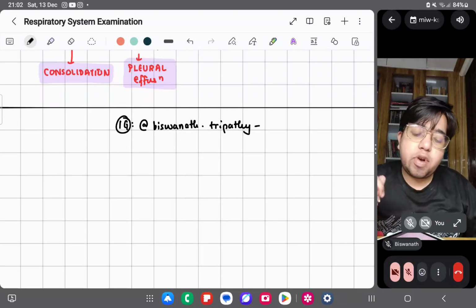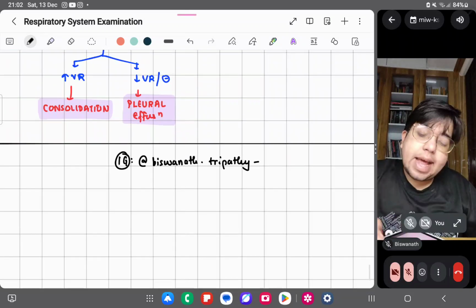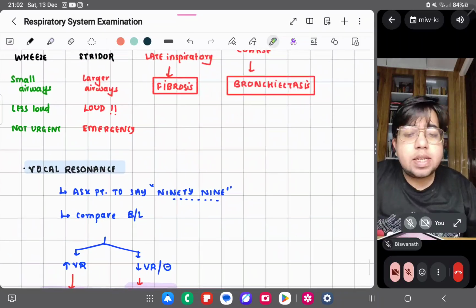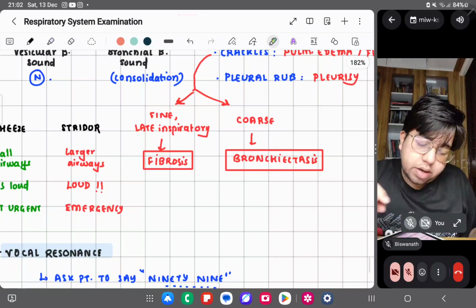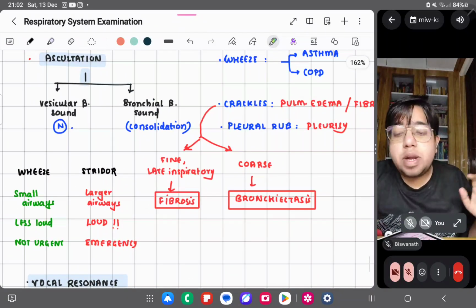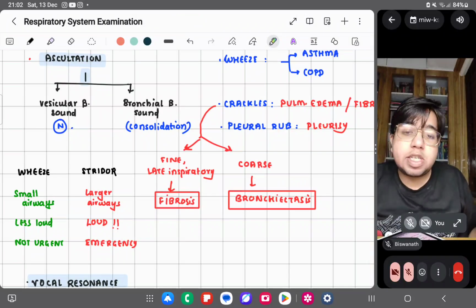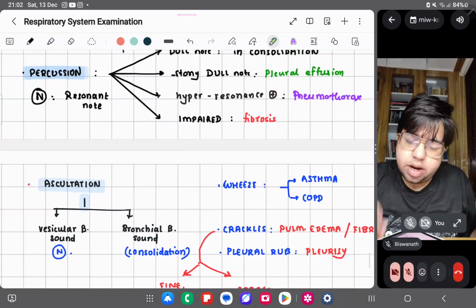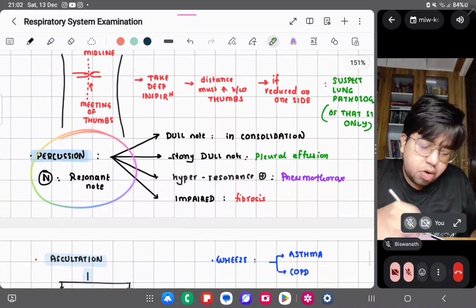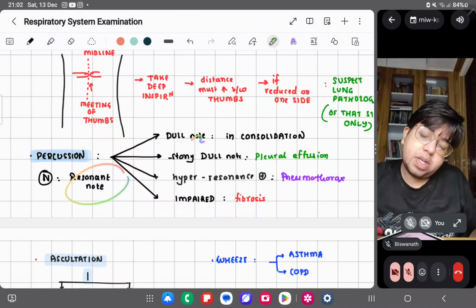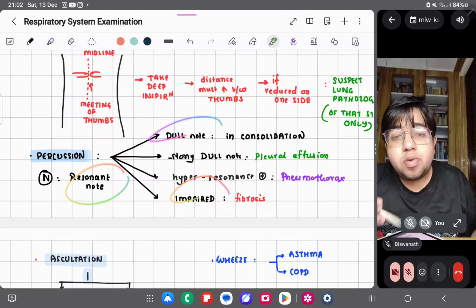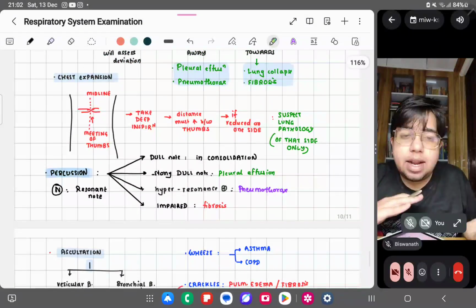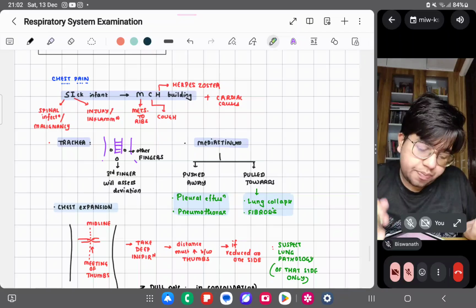And if you want any sort of clarification on things which I might be missing out, or I'm not able to discuss in this particular one hour session, let's say I discussed percussion, how to do percussion, but what is resonance, what is a dull note, what is a hyperresonant note, I didn't tell. Why? Because I was running out of time, right? I can't tell everything in a respiratory examination.